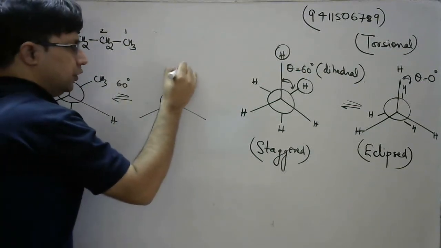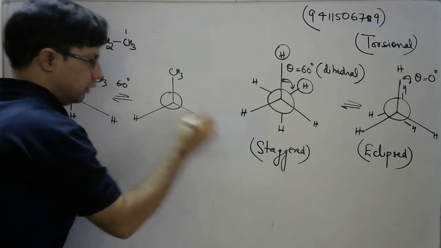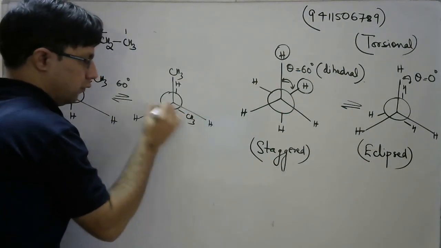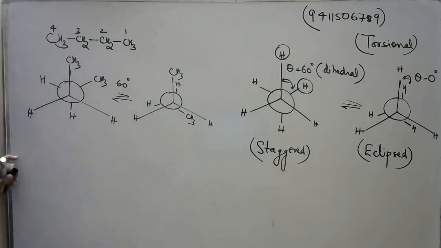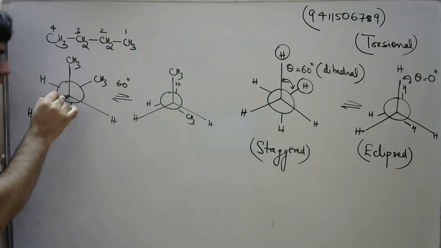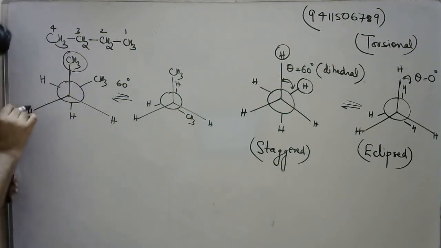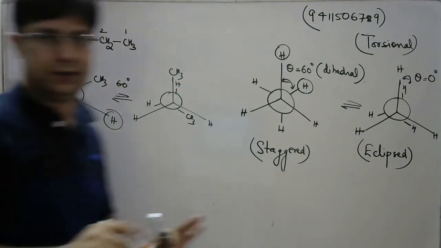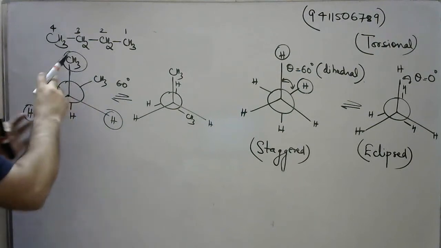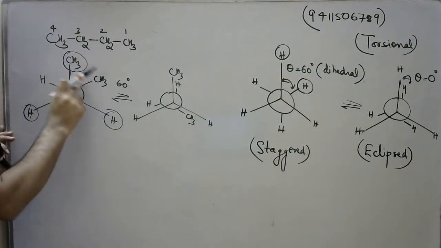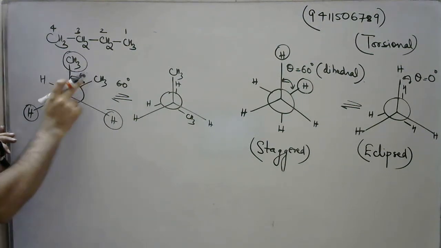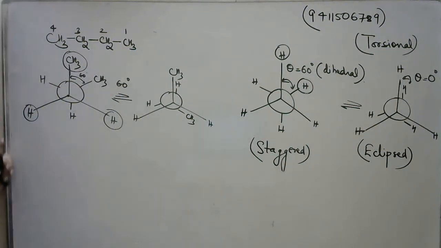Here it will be CH3, H, H. If I rotate it, this is the eclipse form that is obtained. So what I am doing actually, with respect to this front carbon atom, CH3, H and H, these bonds, these atoms are kept fixed. I am rotating the rear carbon atom such that the CH3, which was earlier making an angle of 60 degree as a dihedral angle, is now present in the eclipse position over here.